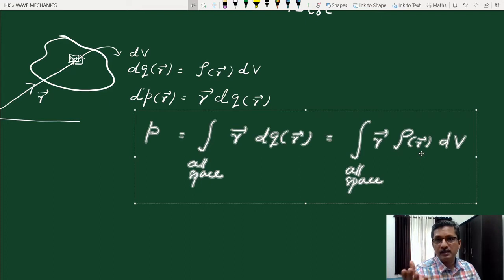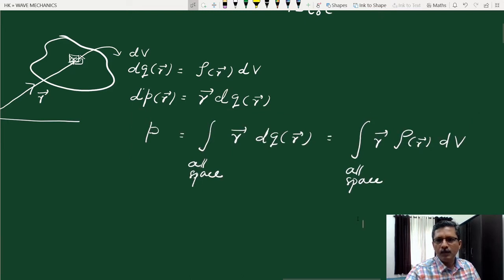So for the hydrogen atom also, this is the way to define the dipole moment of the electron, or the dipole moment of the hydrogen atom. Now what is this rho in the case of the hydrogen atom? The charge density.